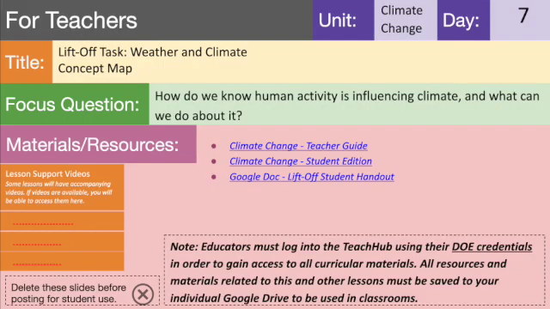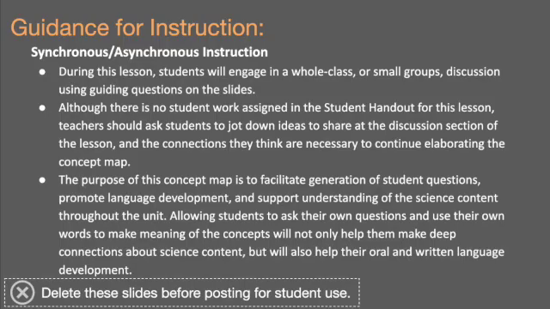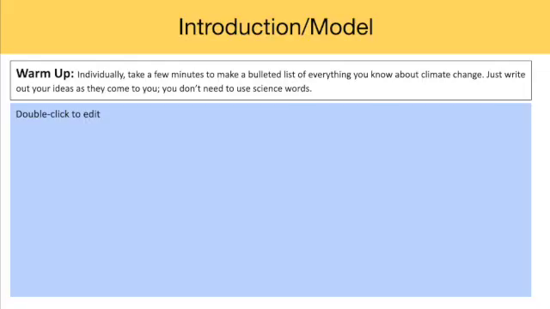The following day, students will begin creating the class concept map for the unit. The purpose of the concept map is to help facilitate student questions and understanding of the content. It's always best to let students lead concept map discussions with their own questions and connections. First, start by having students list everything they know about climate change so far. The list doesn't need to be organized or even use scientific vocabulary.